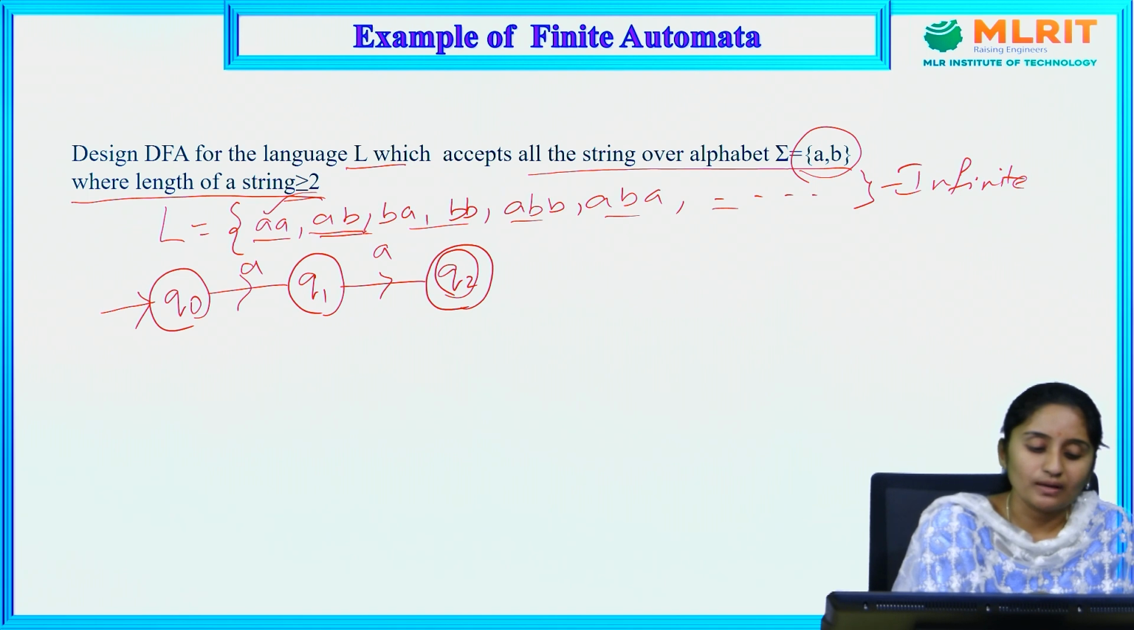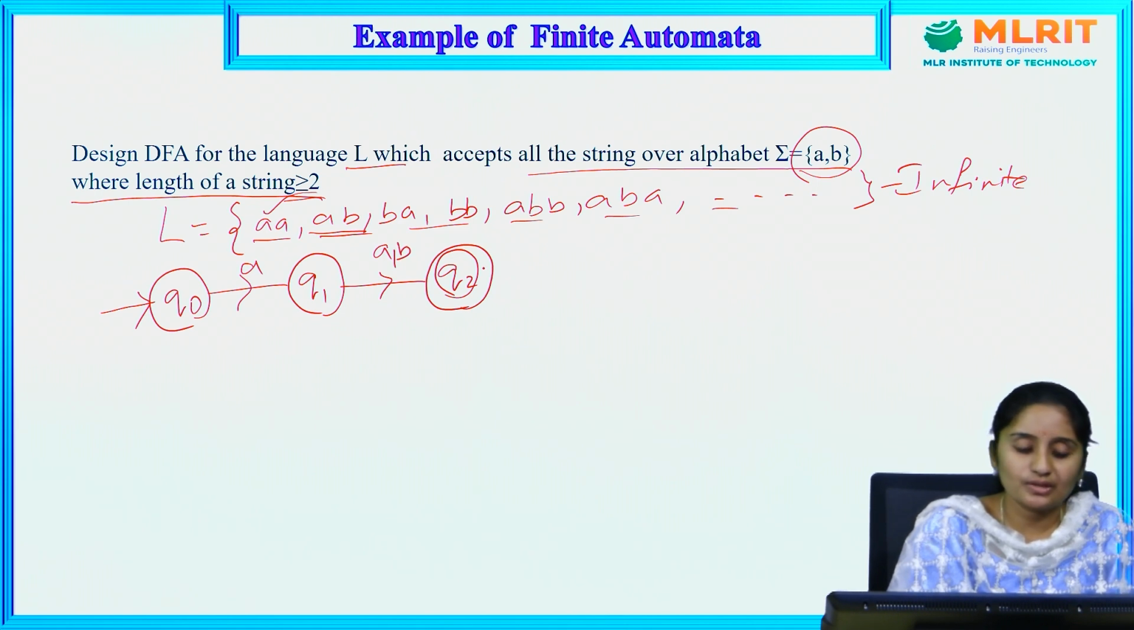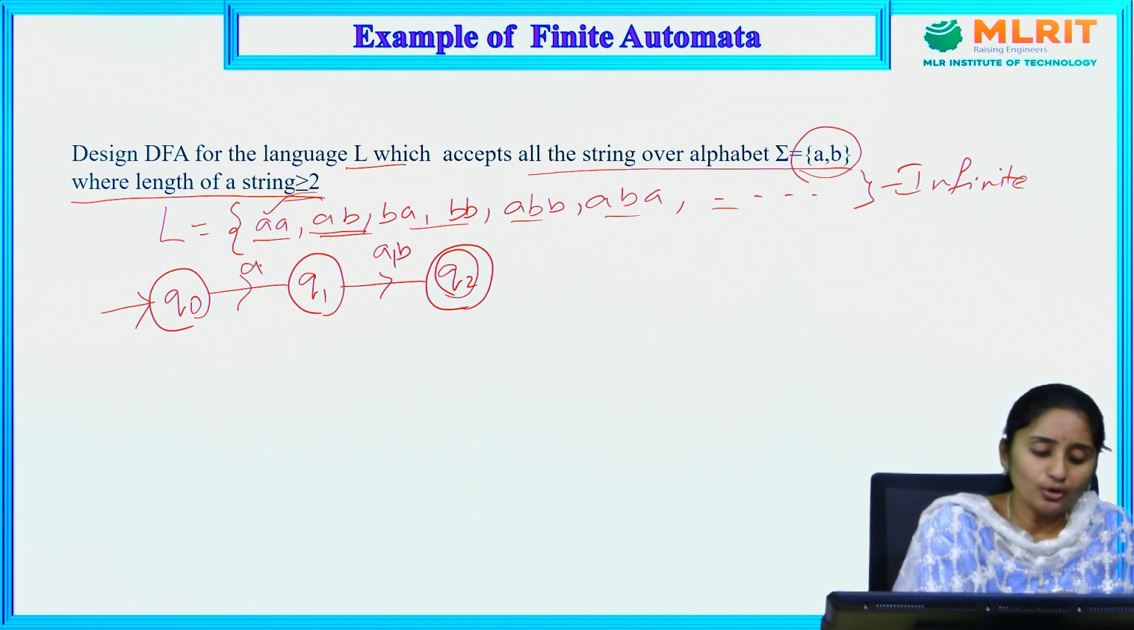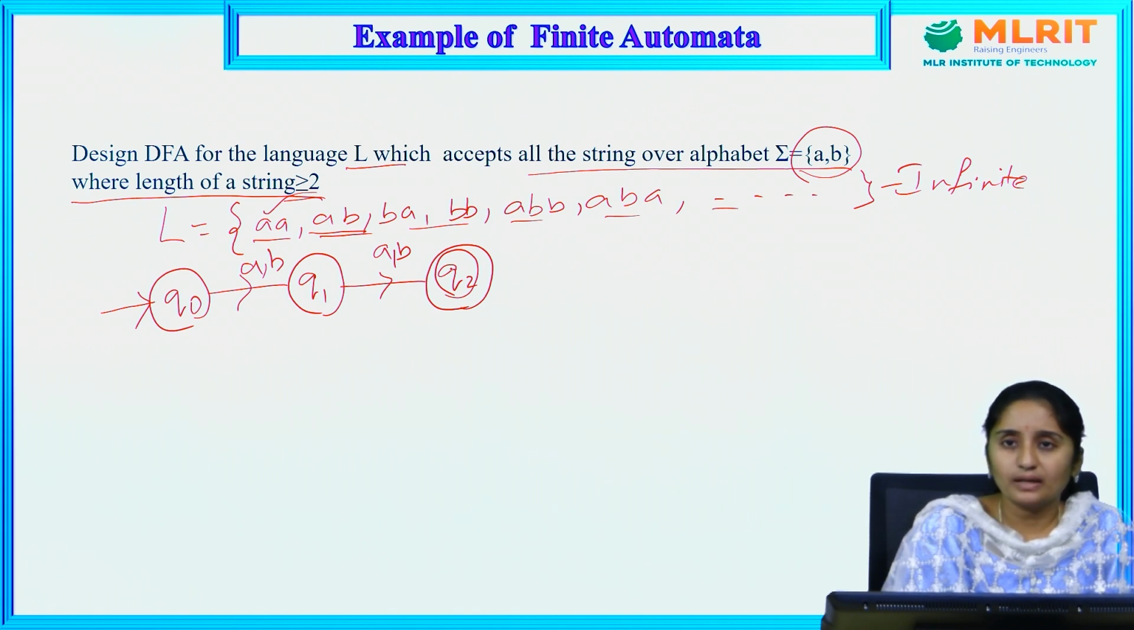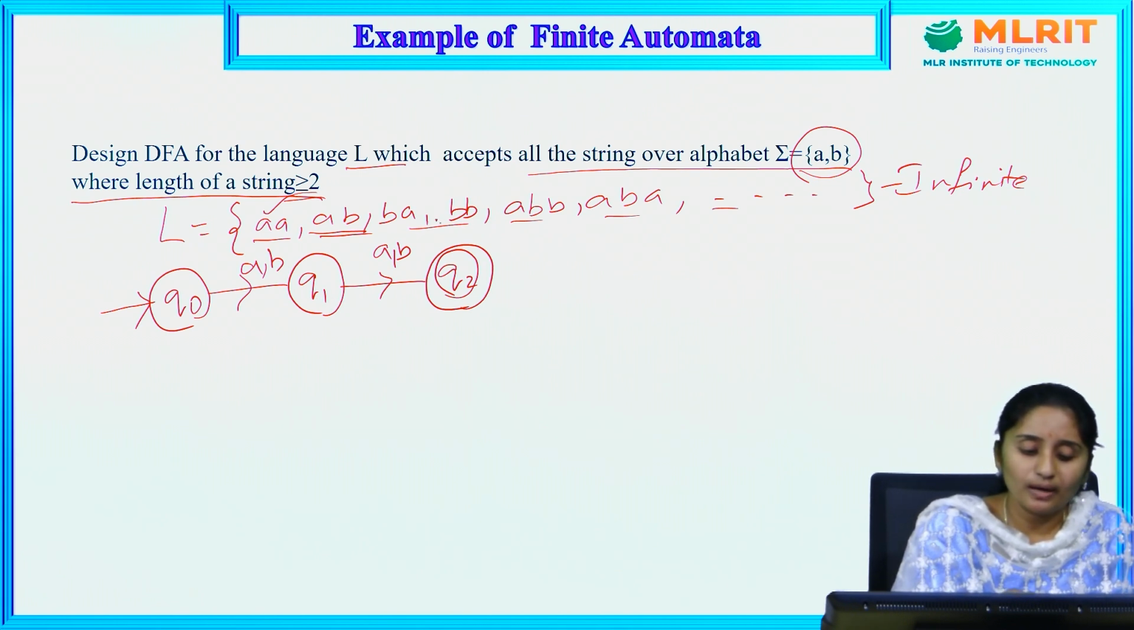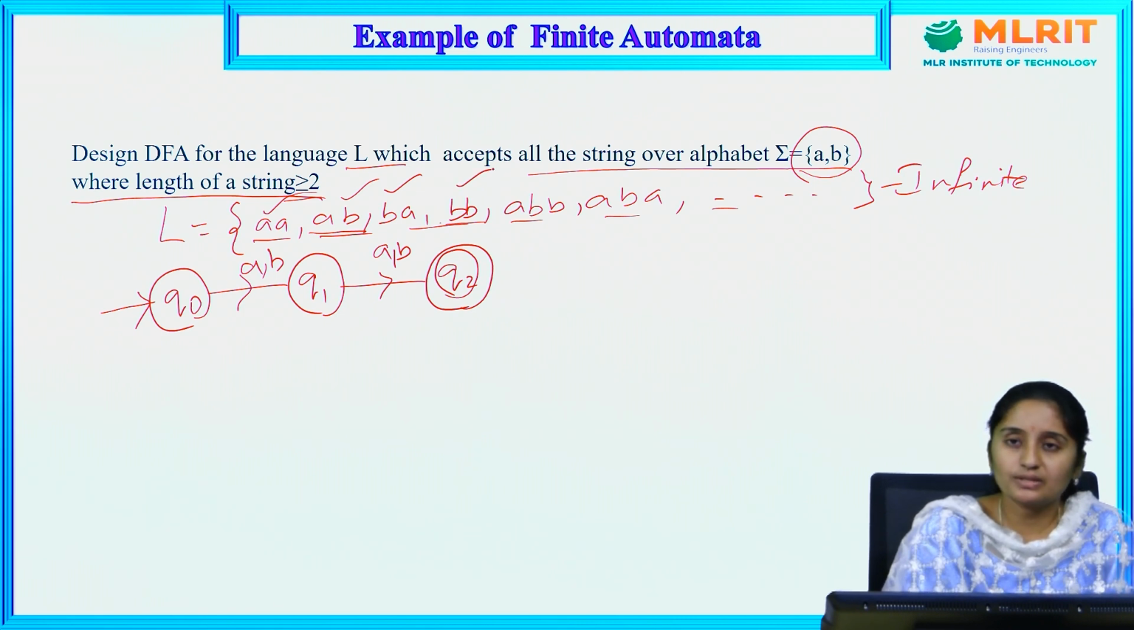So next one, AB. Q0 on A, it is moving to Q1. Q1 on B, it is moving to Q2. This has also reached the final state. Next BA. Q0 on B, it is moving to Q1. Q1 on A, it is reaching Q2. The next one I have is BB. Q0 on B, it is moving to Q1. Q1 on B, it is moving to Q2. So this string is also accepted.